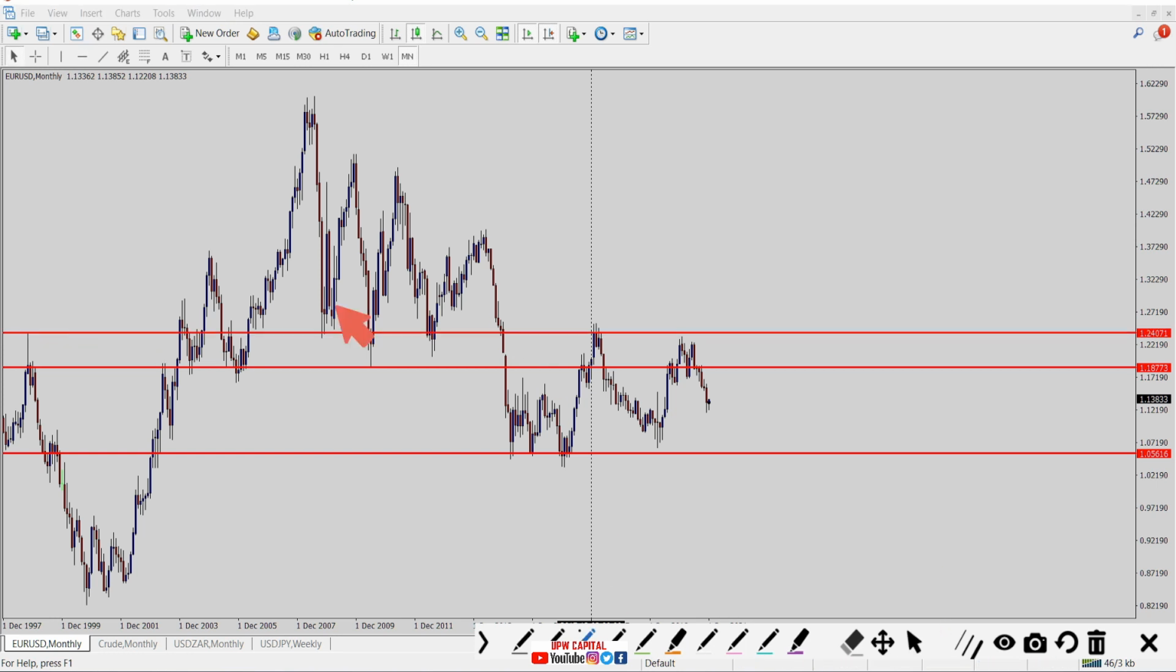What makes this level significant? We also have resistance, support, and we have multiple resistance at 1.240.